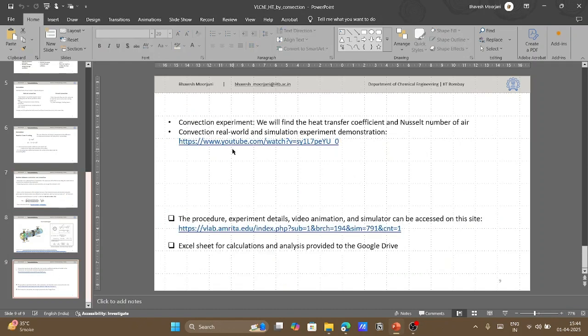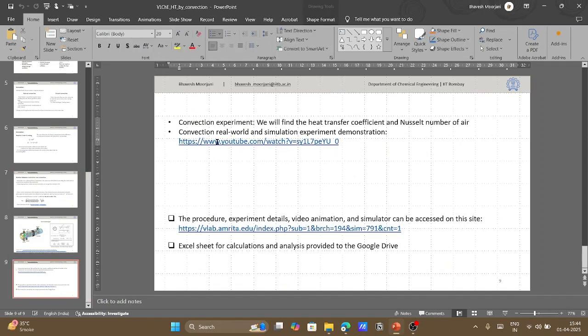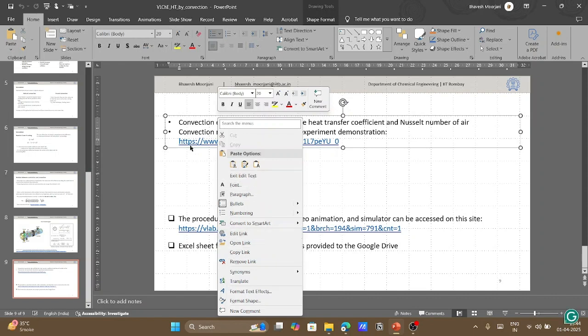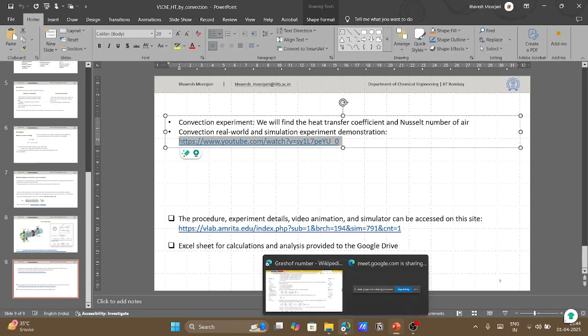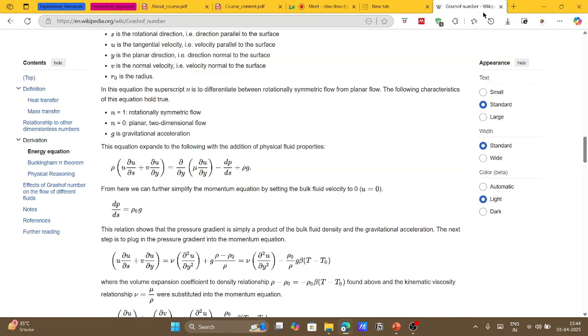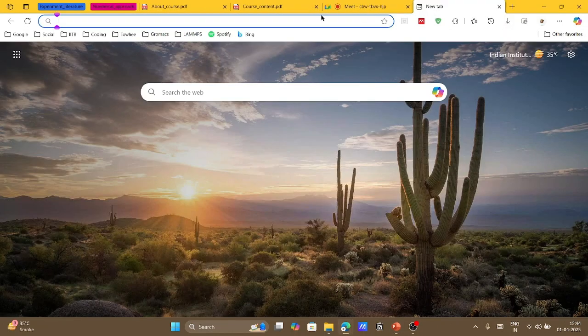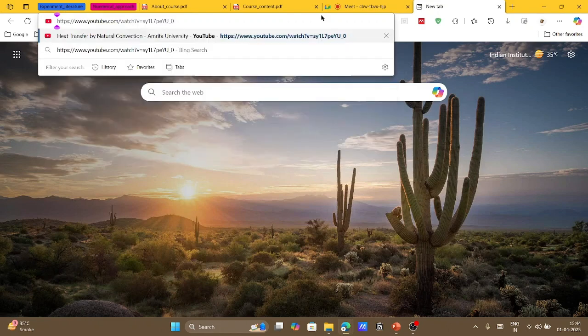Now let's move to the experimental part today. So first, let's look at the real world example of this experiment, and then we will move forward with the virtual lab part.